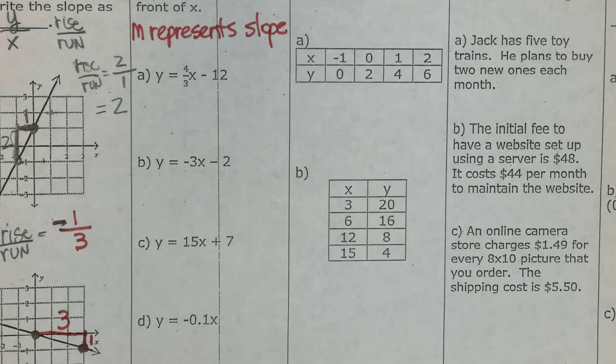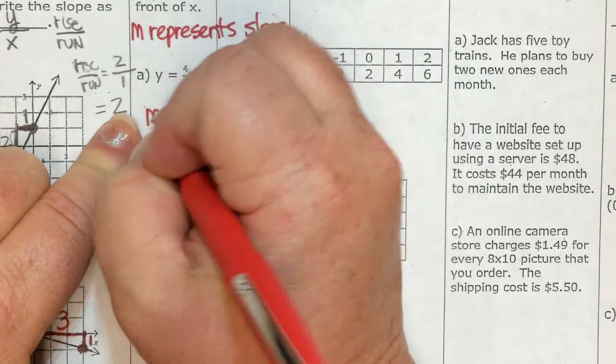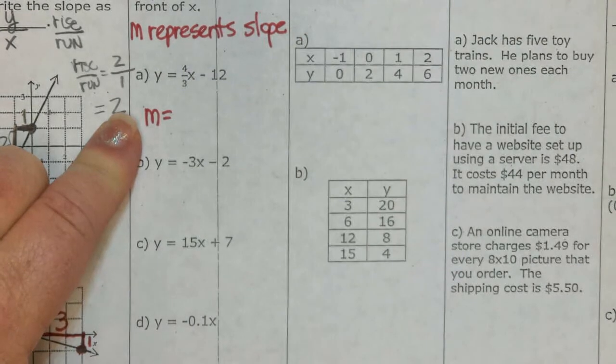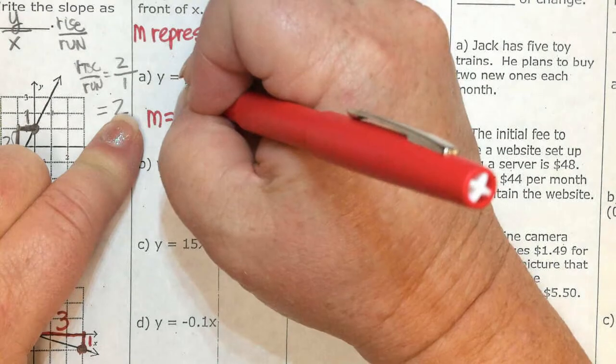So it's pretty easy to look at these equations. If I was to go here and look at A, m is equal to, well, what's right next to your variable x? 4 over 3. So 4 over 3 is your slope.